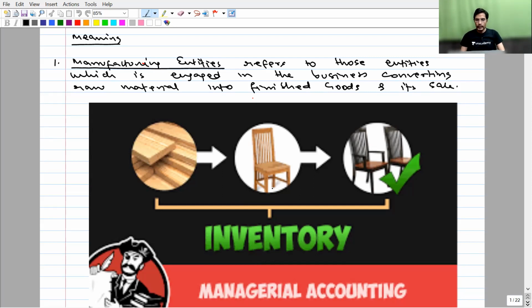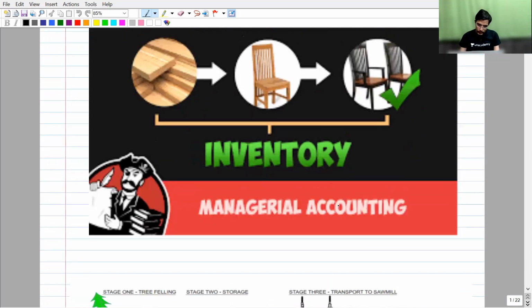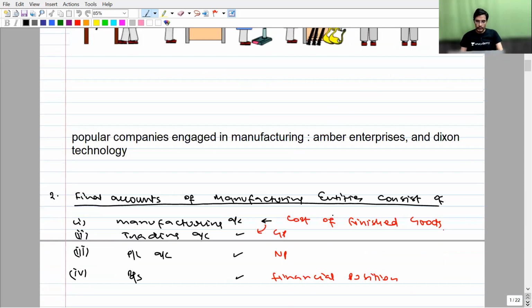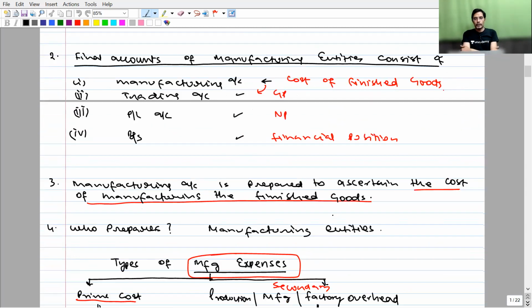In this chapter, we will be learning how the final accounts of manufacturing entities are prepared. First of all, we need to understand that manufacturing entities' final accounts would involve preparation of 4 things. One is the manufacturing account, second is the trading account, third the P&L account, and then the balance sheet. The basic objective of the manufacturing account is to ascertain the cost of finished goods. Trading account gives us GP, P&L account gives NP, and the balance sheet gives us the financial position.